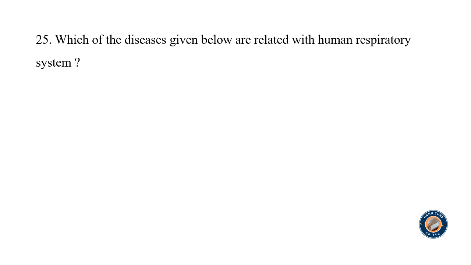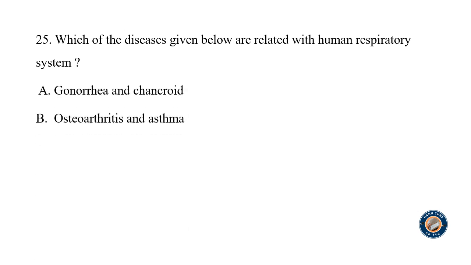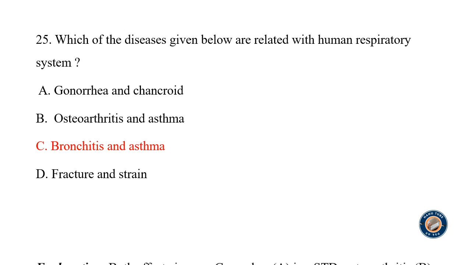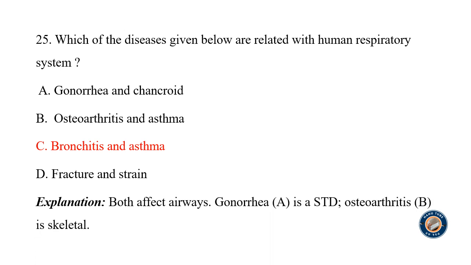Question number 25. Which of the diseases given below are related with human respiratory system? A. Gonorrhea and chancroid. B. Osteoarthritis and asthma. C. Bronchitis and asthma. D. Fracture and strain. The answer will be bronchitis and asthma. Both affect airways, but gonorrhea is an STD and osteoarthritis is skeletal. So the answer will be bronchitis and asthma.